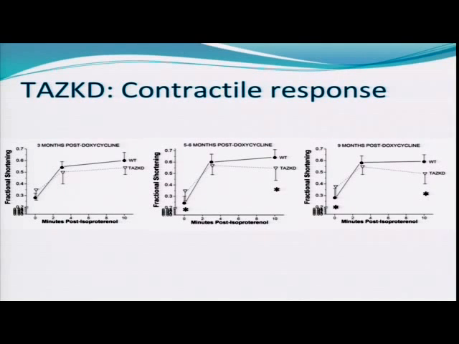And then similarly, 9 months post-doxy, we have an even greater difference between the wild type and the TAZ knockdown mice. They have a clearly blunted contractile response, but they also started at a higher shortening fraction, which to us is puzzling.